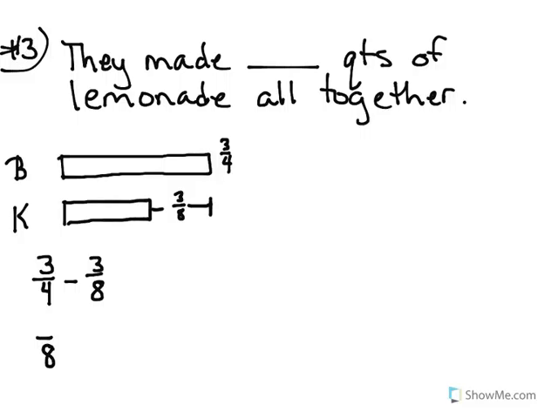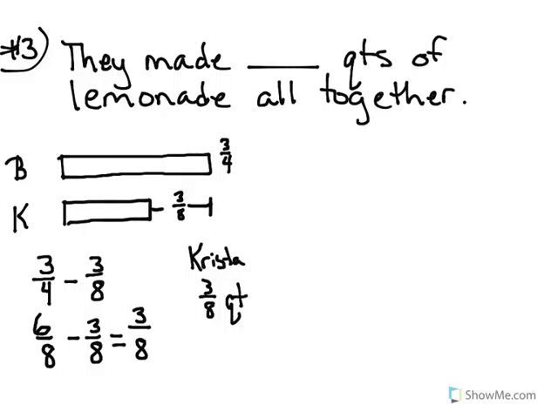So I can take my 3/4, and I know that 3/4 equals 6/8 because I multiplied my numerator 3 times 2 and my denominator 4 times 2. I multiplied the numerator and denominator by the same number. So I have 6/8 minus 3/8. When I subtract my numerators, I get 3, and I'm going to keep my denominator of 8. So I just found out that Krista made 3/8 quart of lemonade.